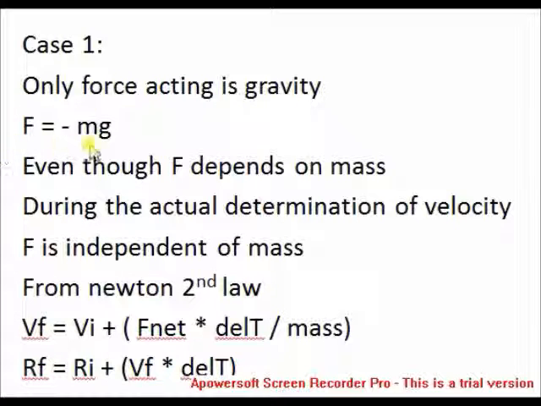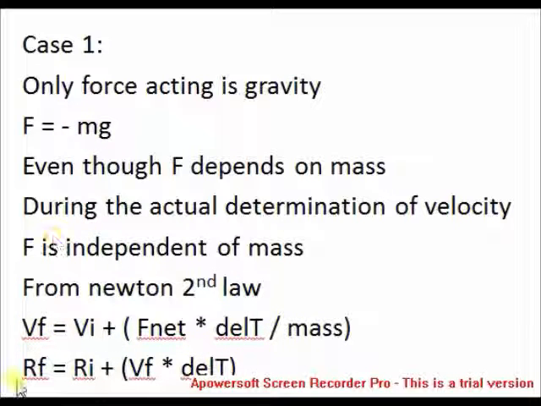The only force acting is assumed to be gravity. F is equal to minus mg, where m is the mass. Even though F depends on mass, during actual determination of velocity, it is independent of the mass. Let me explain. From Newton's second law, final velocity is equal to initial velocity plus net force, which is the gravitational force, into delta t divided by mass. So this mass gets cancelled with the mass in the gravity. So final velocity is independent of the mass.